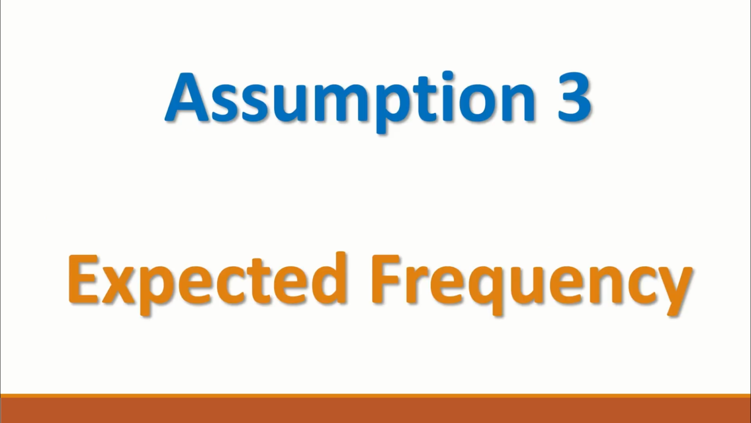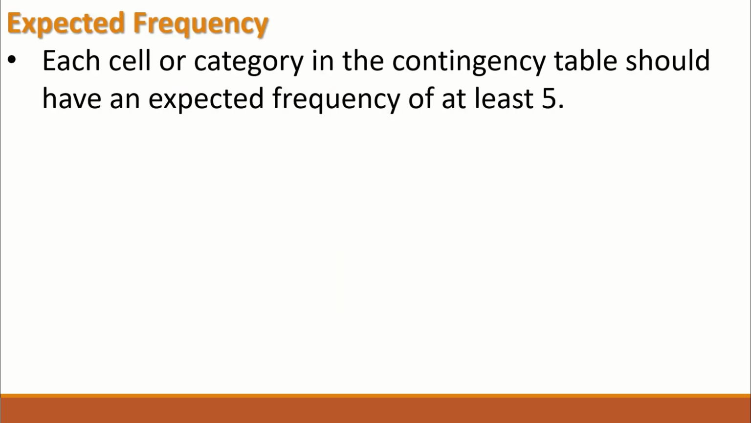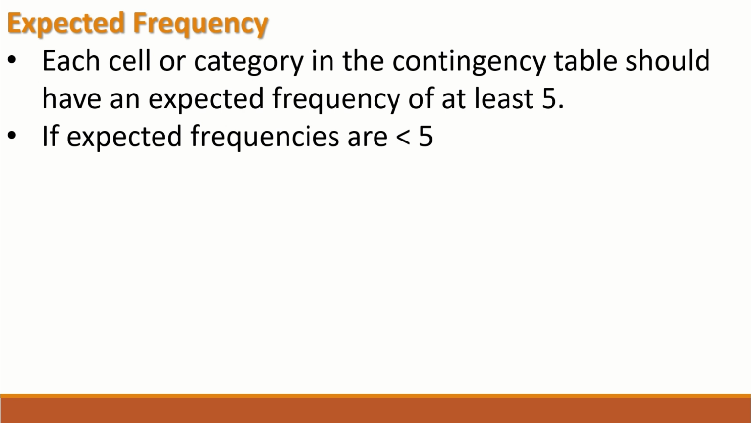The third assumption is expected frequency. Each cell or category in the contingency table should have an expected frequency of at least 5. So if the expected frequencies are less than 5, then Fisher's exact test is an alternative test suitable to use for these conditions.